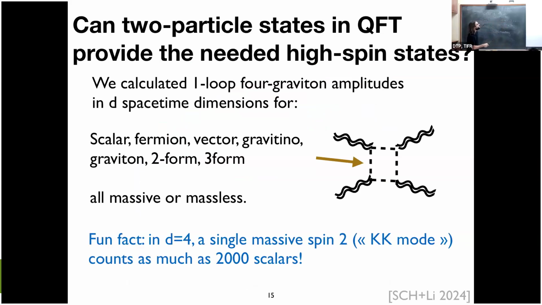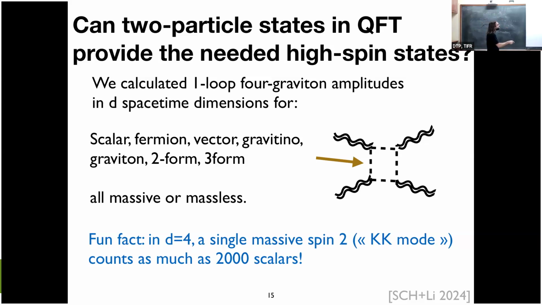The other thing we did in this paper is that you can ask, okay, this is a scalar loop, but what about other types of particles? Can they provide the necessary higher spin states? We look at 2 particle states of various types of particles. The one loop calculation for this has been done before, but we just put it all together: scalars, fermions, vectors, gravitinos, gravitons, massive KK modes, so massive gravitons and so on, 2 forms, 3 forms, all the matter content we could possibly have in the low energy theory with spin less than 2. And we computed the loop contributions, and now we contribute to this sum.